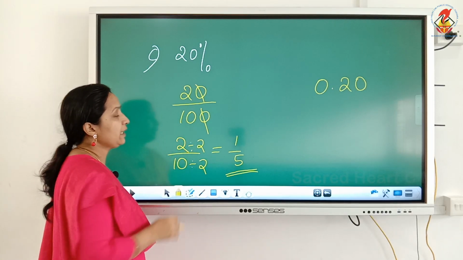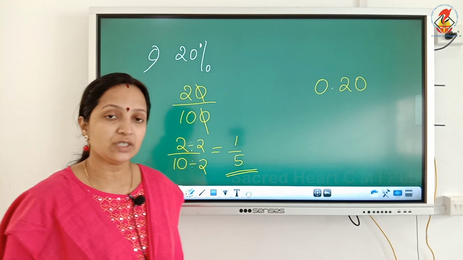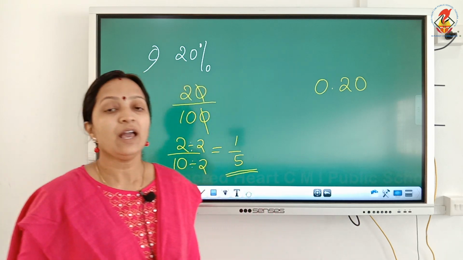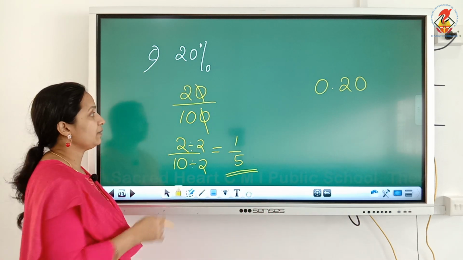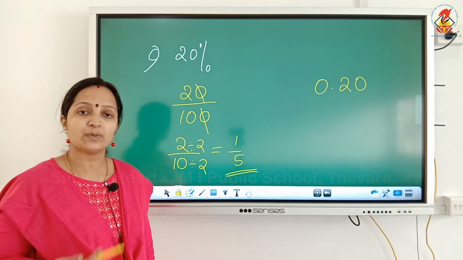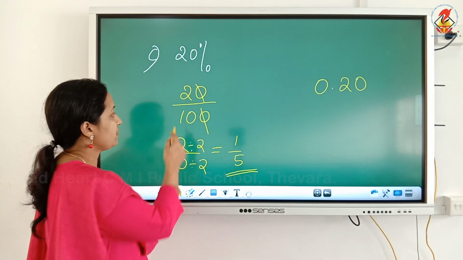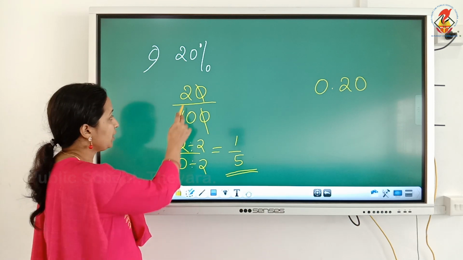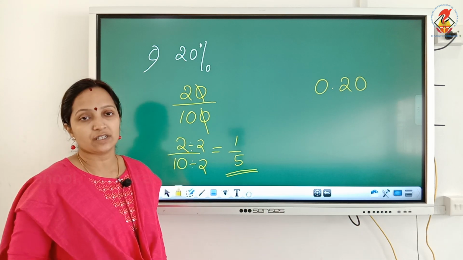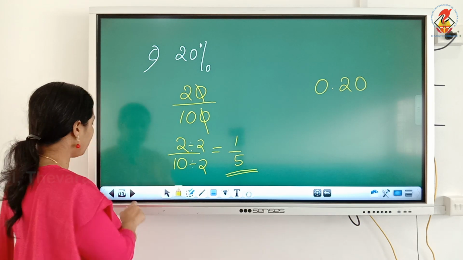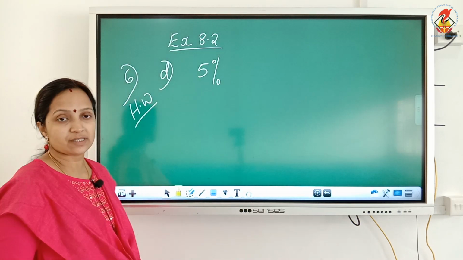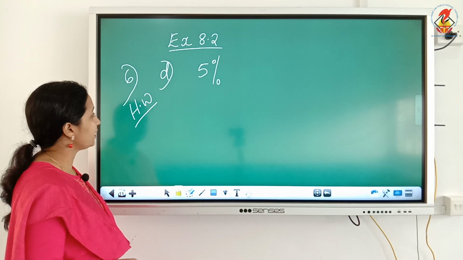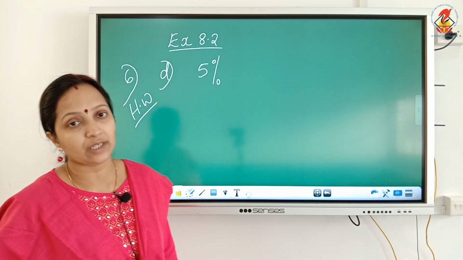So for converting percent into a fraction, just drop the percentage sign and multiply with 1 by 100. That means 20 into 1 by 100 means 20 by 100. If it is division by 100, you can write a decimal number directly and you have to reduce this fraction to its lowest term also. Okay. Now do the next question as homework, 5%. Exercise 8.2, question number 6, you do it as homework.